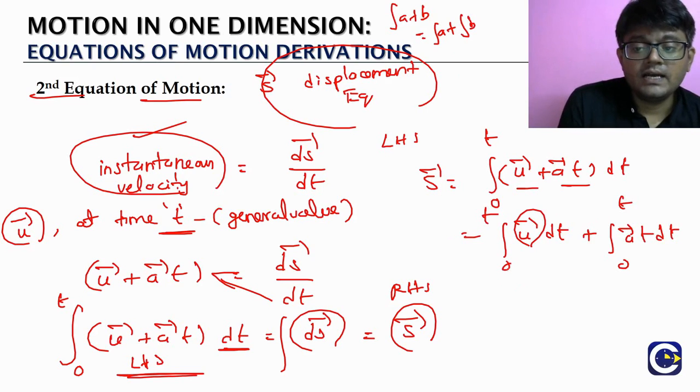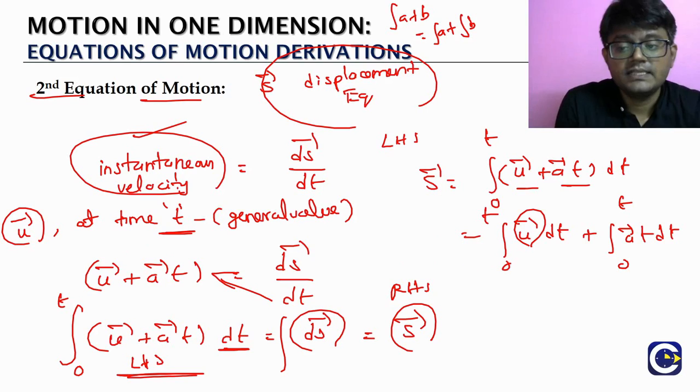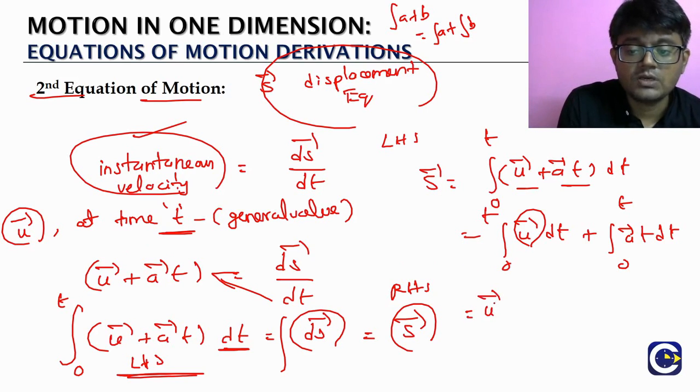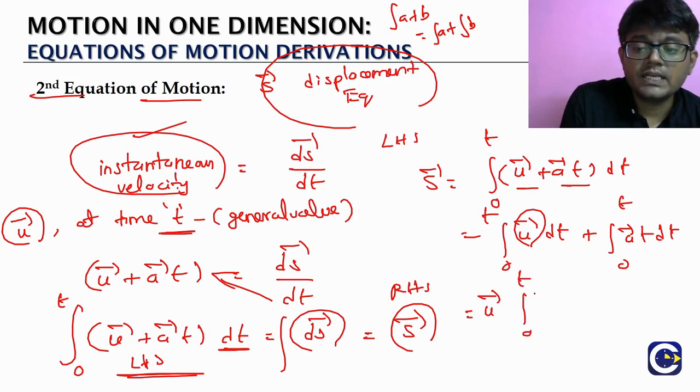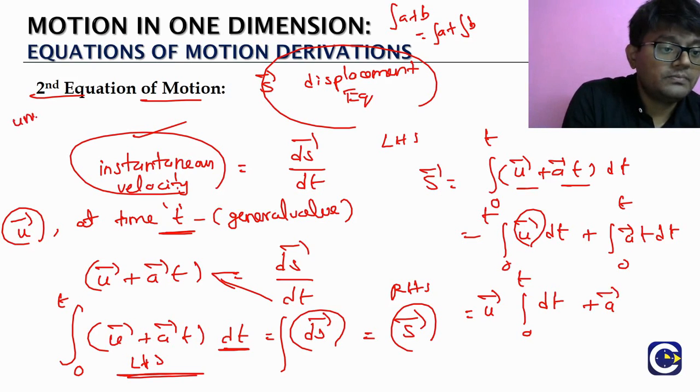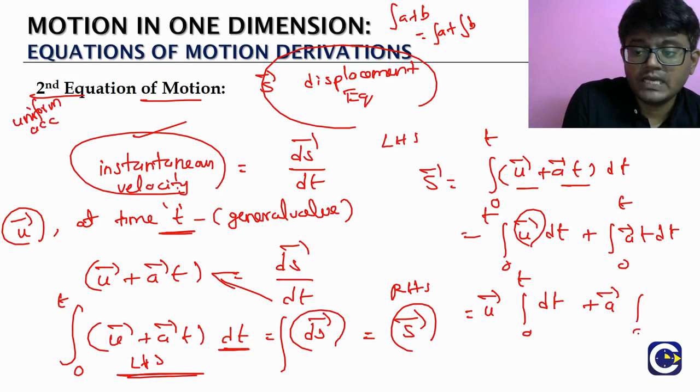Since u is the initial velocity, that is a constant, it will come out of the integration. What we have is u times the integral 0 to t dt. There, a is a constant, because if the acceleration is constant, we are talking about uniform acceleration motion. So a is constant. What we will have is a times the integral 0 to t of t dt.